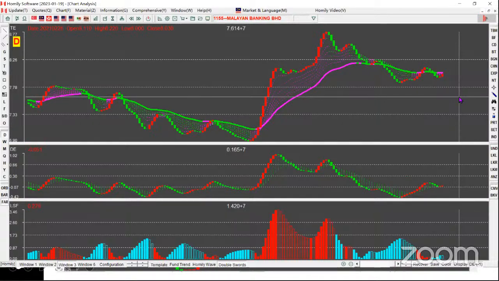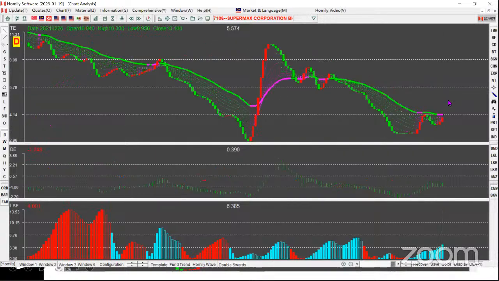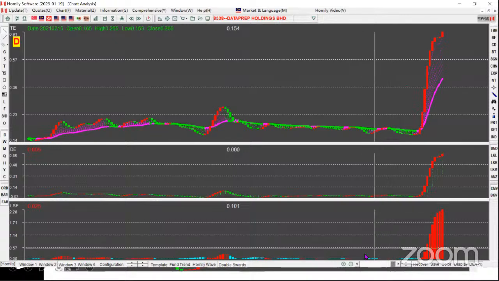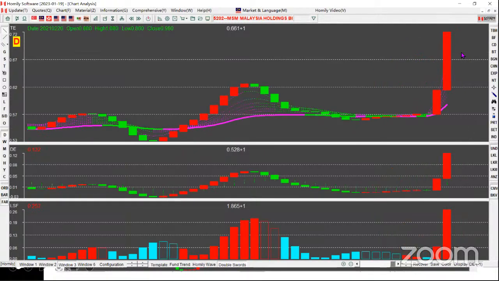Maybank, I think will be similar. Okay, Supermax. Some stocks are very crazy, and I think maybe not easy for you to follow. If you can buy on the first day it flies, then till now it's still holding the signal, no sell point.